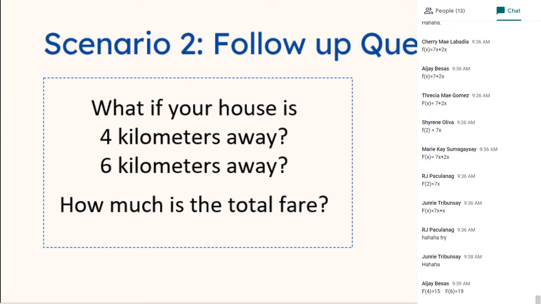So, most of your answer, tanan ninyo nga sabat, is correct. Very good. Letter B, 6 kilometers. So, we will evaluate f of 6 equals, substitute, 2 times 6 plus 7. That is 12 plus 7 equals 19. So, if 6 kilometers inyo balay, your total cost is 19 pesos. Okay? Sana all, Junri. Okay, correct ang inyo answers. Perfect. Okay, tanan ninyo nga sabat is correct.